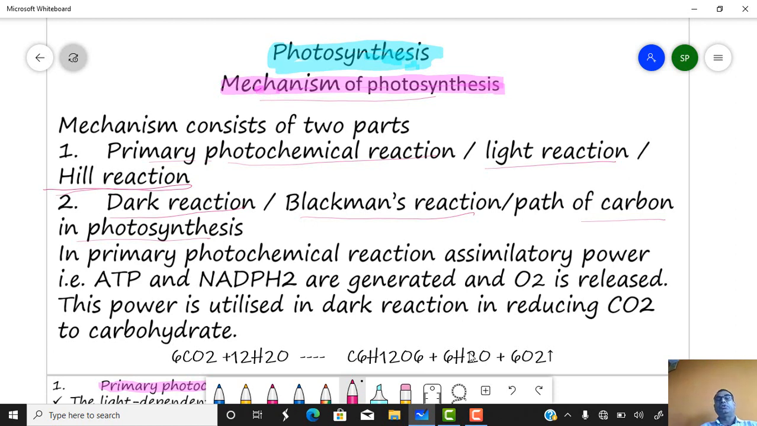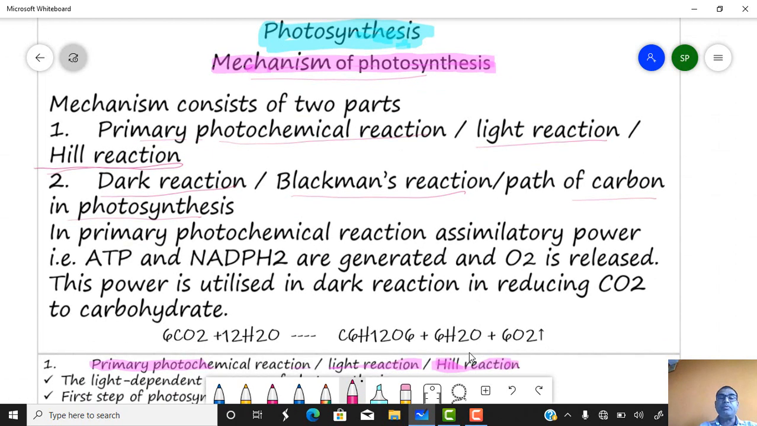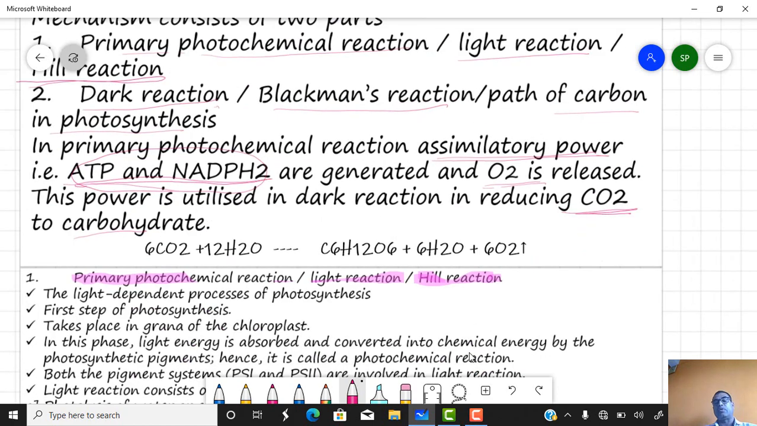What actually happens in the process of photosynthesis? In the primary photochemical reaction, that means in the Hill reaction or light reaction, the assimilatory powers in the form of ATP and NADPH2 are generated and oxygen is released, while in the dark reaction these powers, ATP and NADPH2, are utilized in the reduction of carbon dioxide to carbohydrate.